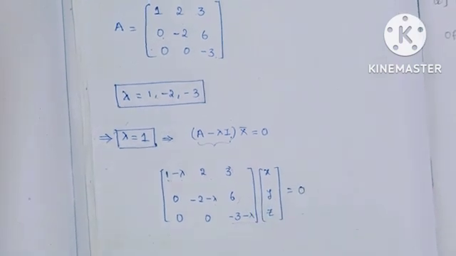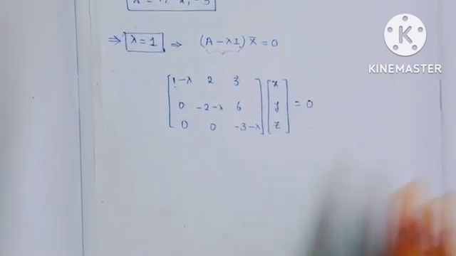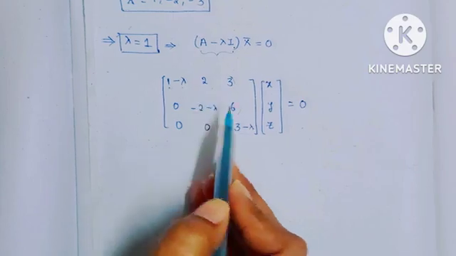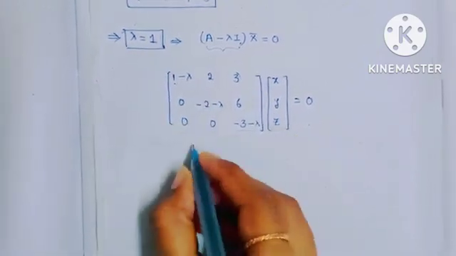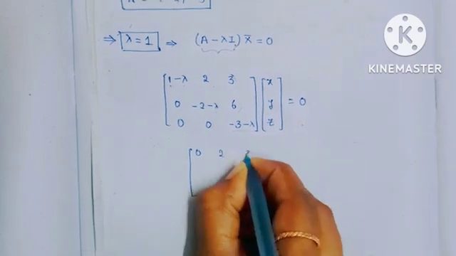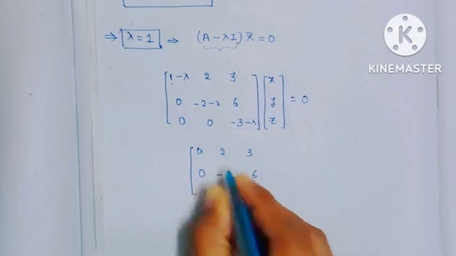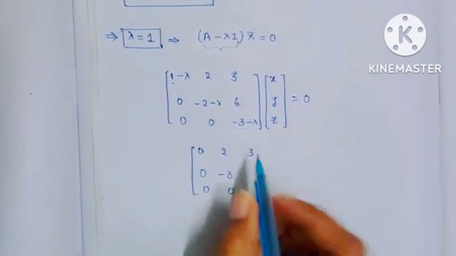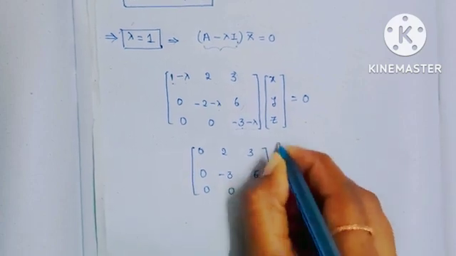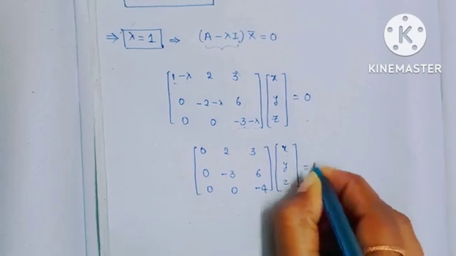So now I am assuming x, y, z as the x bar vector. From this equation we know that lambda equals 1. After substituting lambda equal to 1, we will see: 1 minus 1, 0, 2, 3; 0, -2 minus 1, -3, 6, 0, 0; -3 minus 1 minus 4, into x, y, z, which is equal to 0.